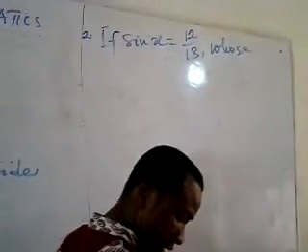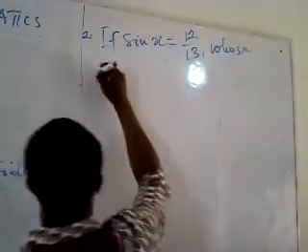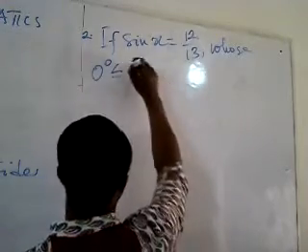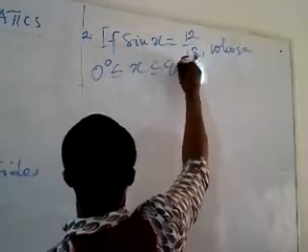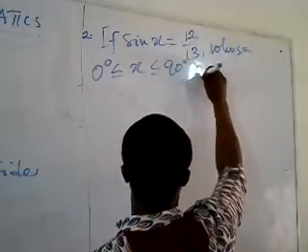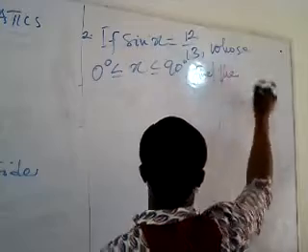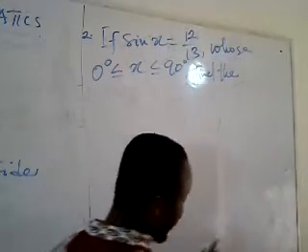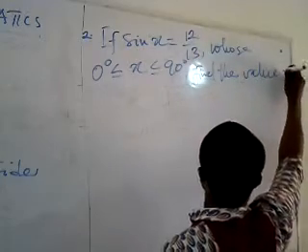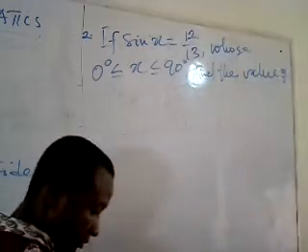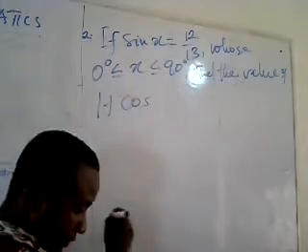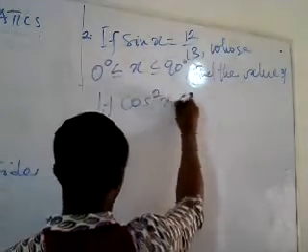Whose range is 0 degrees less or equal to x less or equal to 90 degrees. Find the value of 1 plus cos square x.